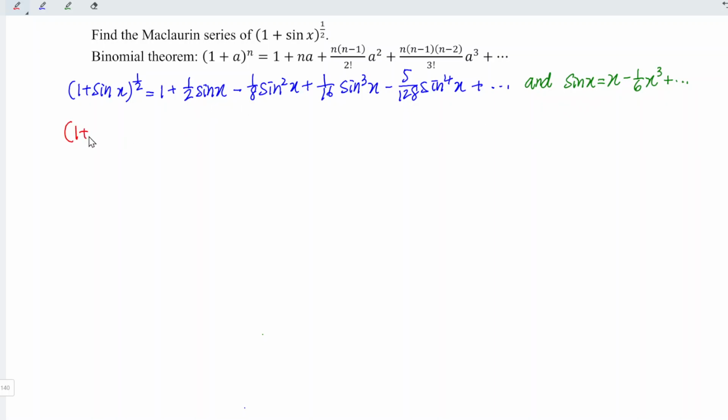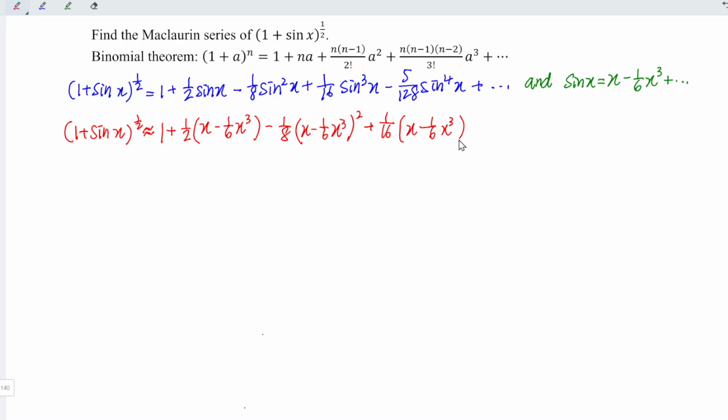So we have 1 plus sine x to the power of half is equal to 1 plus 1 over 2 sine x, which is equal to x minus 1 over 6 x to the power 3 plus dot dot dot. And let's say we don't want to keep writing this plus dot dot dot, we can use approximately equal instead of exactly equal. So we can close bracket directly and we minus 1 over 8 sine squared x, so bracket x minus 1 over 6 x cubed to the power 2. And we plus 1 over 16 x minus 1 over 6 x to the power 3 to the power 3.